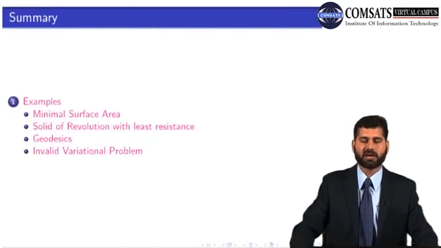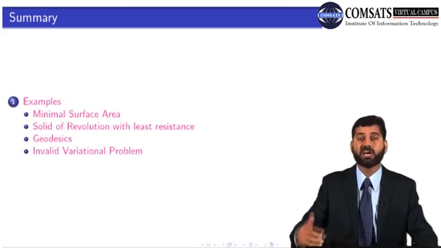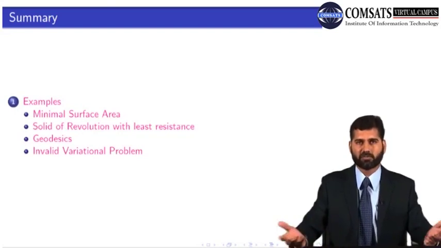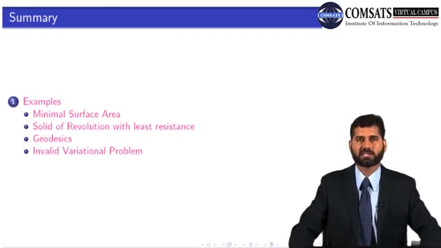Today we continued with the calculus of variations, and we saw more variational problems in that topic. In particular, minimum surface area, solid of revolution with least resistance, geodesics, and we found out two types of geodesics, and then an invalid variational problem. So this was it with the calculus of variations, and this is it with the course as well.